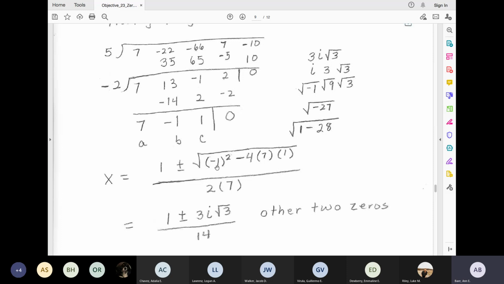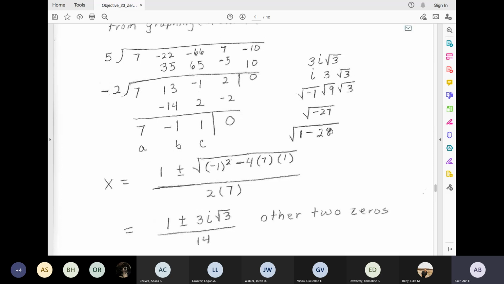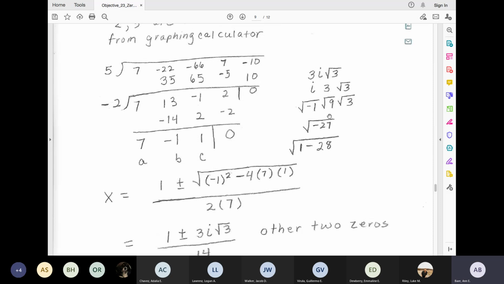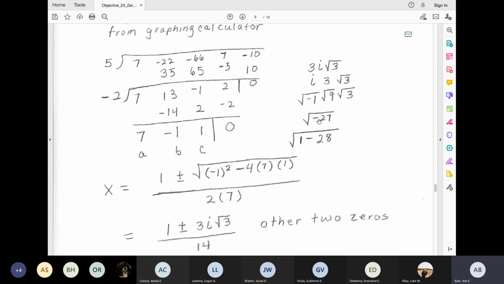So what we have here is negative 1 squared. That's negative 1 times negative 1, which is positive 1, minus 4 times 7, 28. 1 minus 28, negative 27. So that negative sign is really negative 1. So this is square root. That negative sign we can write as square root of negative 1. This 27 is 9 times 3. So that would give us square root of 9 times the square root of 3.